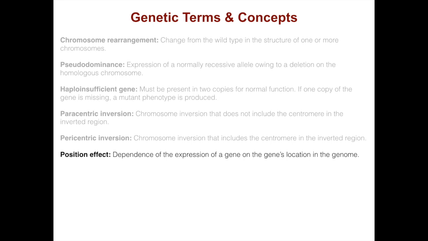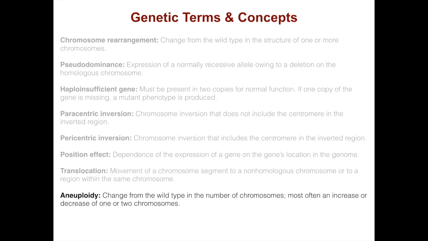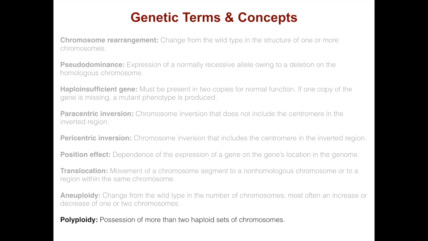Position effect: dependence of the expression of a gene on the gene's location in the genome. Translocation: movement of a chromosome segment to a non-homologous chromosome or to a region within the same chromosome. Aneuploidy: change from the wild type in the number of chromosomes, most often an increase or decrease of 1 or 2 chromosomes. Polyploidy: possession of more than 2 haploid sets of chromosomes.